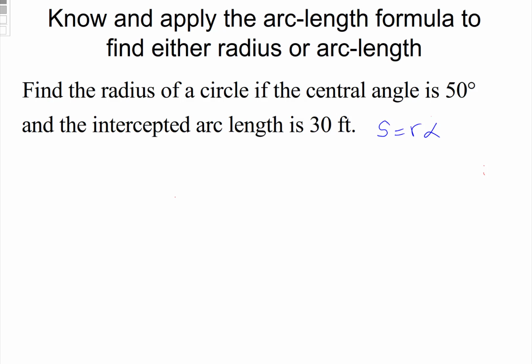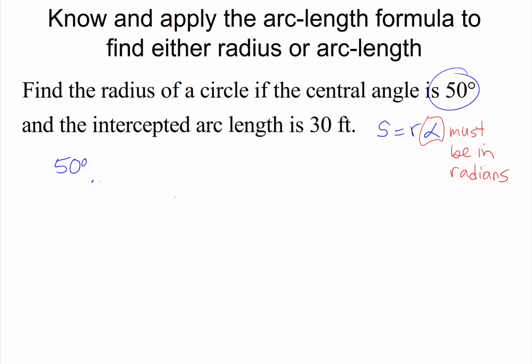However, if you remember, this formula only applies if alpha is in radians. So we're going to make a note here: it must be in radians to use this formula. So in order to use this formula, I first need to take the central angle that's given to me of 50 degrees and convert it to radians.